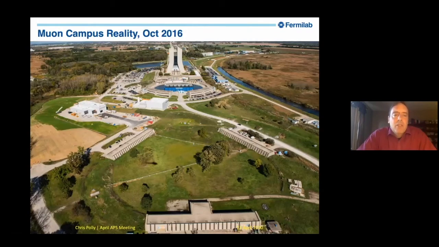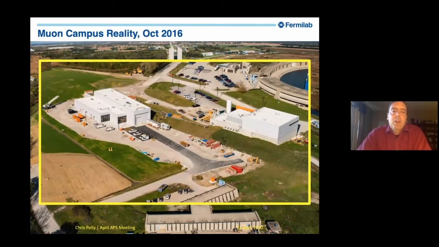So this is what it looks like in around October 2016 after the civil construction had been completed for both G-2 and Mu2e and for the various components of the Muon Campus. You can see G-2 in the background with the orange fin, the cryo plant here with the tank sticking up and the orange tubes coming out, and Mu2e over here in the foreground. Just blowing that up so you can get a better picture. Those are the two experimental halls. So you can see it's quite a vibrant program happening at Fermilab right now.